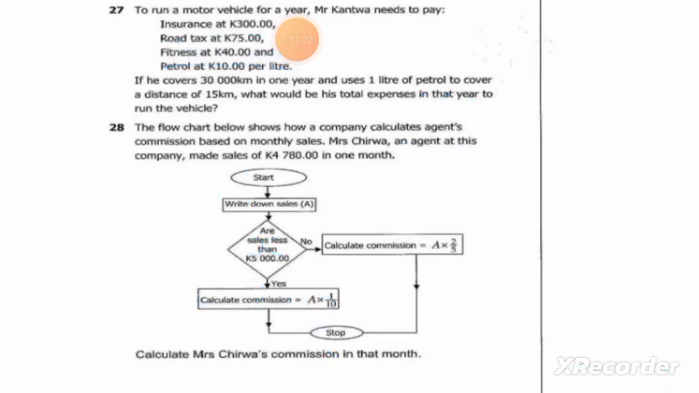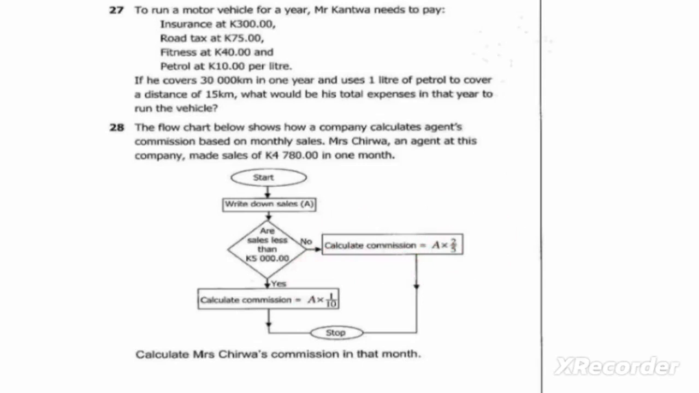We move on to the next question, which is question 28. The question reads, the flowchart below shows how a company calculates agents' commission based on monthly sales. Mrs. Tirwa, an agent at this company, made sales of 4,750 in 1 month. Calculate Mrs. Tirwa's commission in that month.